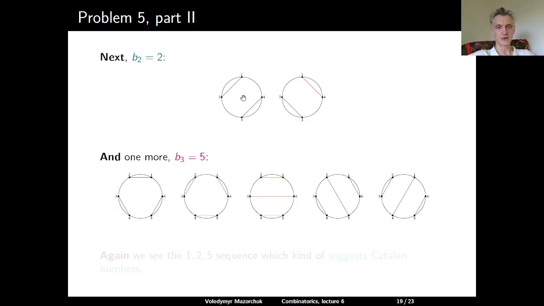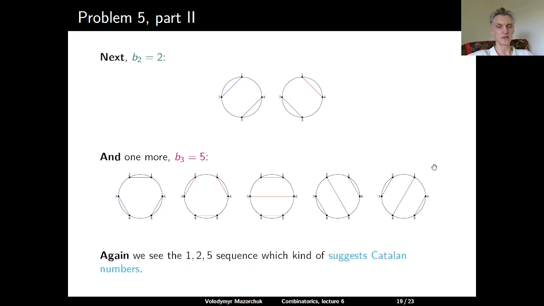In the case k is equal to 3, we will see that b3 is equal to 5. So we have points 1, 2, 3, 4, 5, and 6. We can connect 1 and 2, 3 and 4, 5 and 6. We can connect 1 and 6, 4 and 5, 2 and 3. We can connect 1 and 2, 3 and 6, 4 and 5. We can connect 1 and 6, 2 and 5, 3 and 4. And finally, we can connect 1 and 4, 2 and 3, 5 and 6.